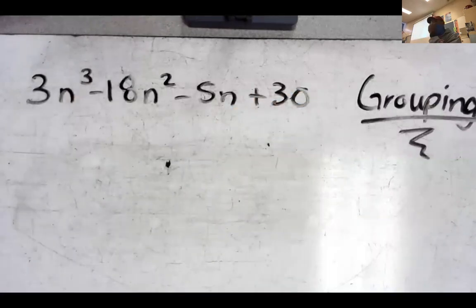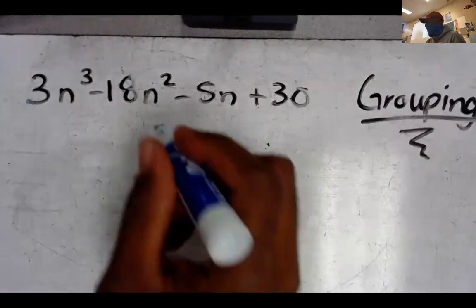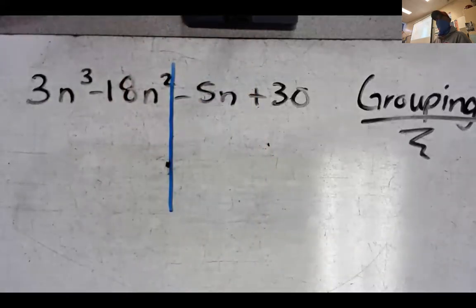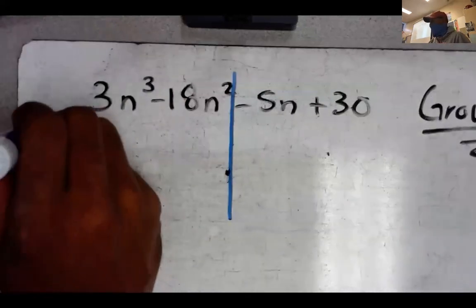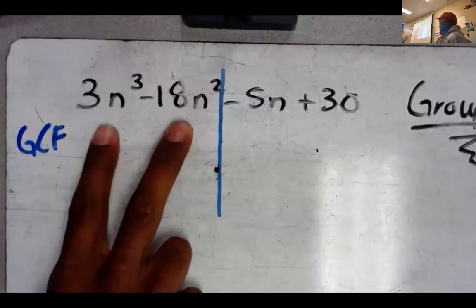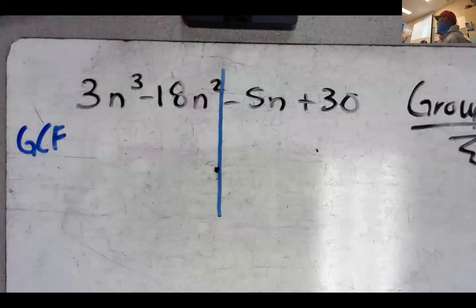Okay, so when you have this type of case, that's when I want to split this up into a grouping method. All right, so what I like to do is we split it right down the middle. Okay, and the first step is you're going to look for a common factor, a GCF, with these first 2 numbers. So what's the GCF for these 2 numbers here?